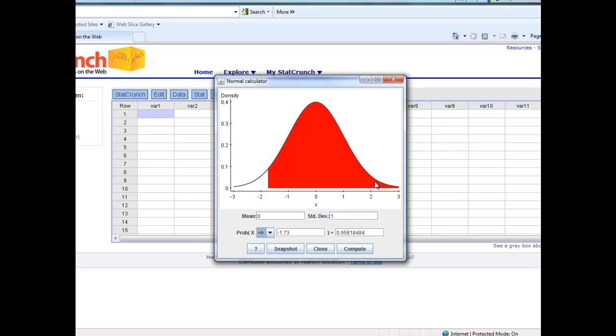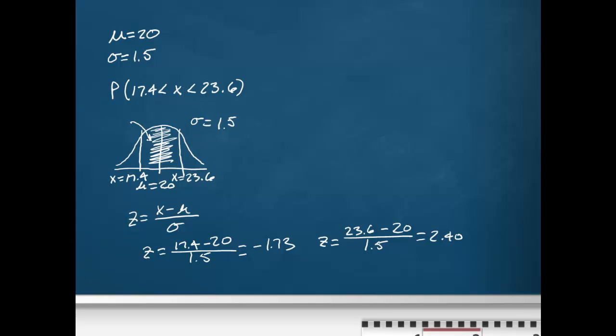Now, this area that is shaded is given in this last box, 0.9581884. But that's not what we're looking for. We're looking for the portion of this that is between a z-value of minus 1.73 and the mean here. So what we would have to do then is subtract 0.5, because half of the distribution would be to the right. So this area is too large by 0.5. So this area in here will be 0.9582 minus 0.5, which gives us 0.4582.